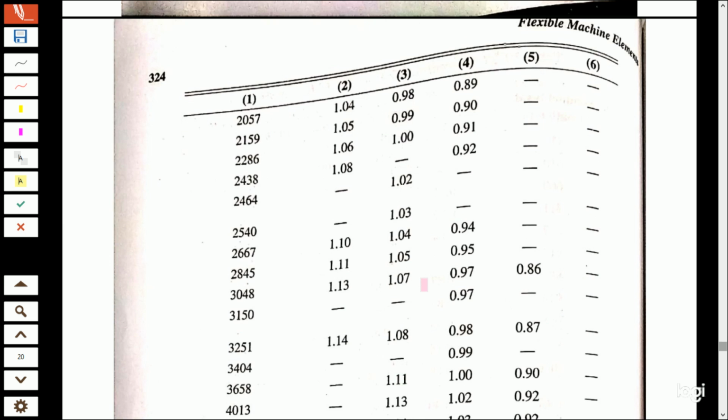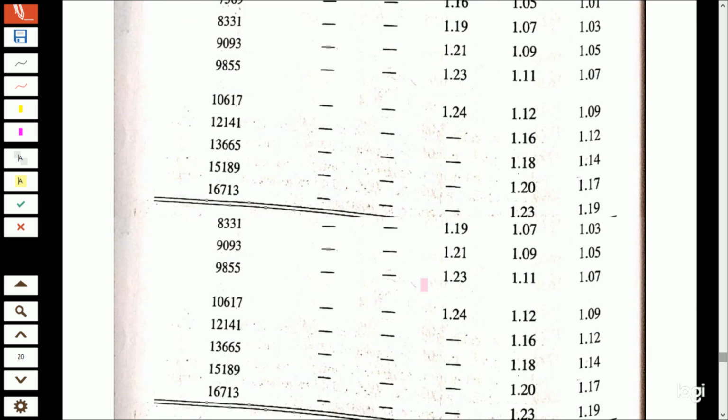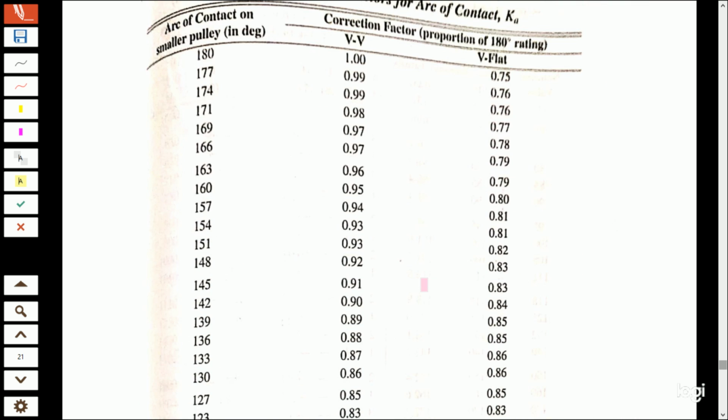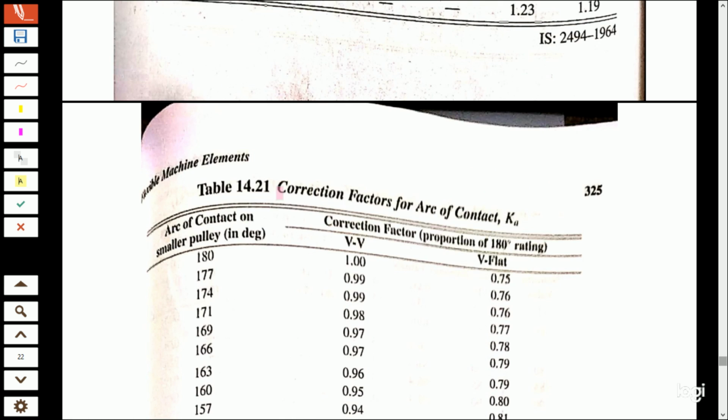Now moving forward, we have to get the value of KA. This is table 14.21, and this is the KA. I hope you will go back to the solution part, where I have calculated the value of theta.